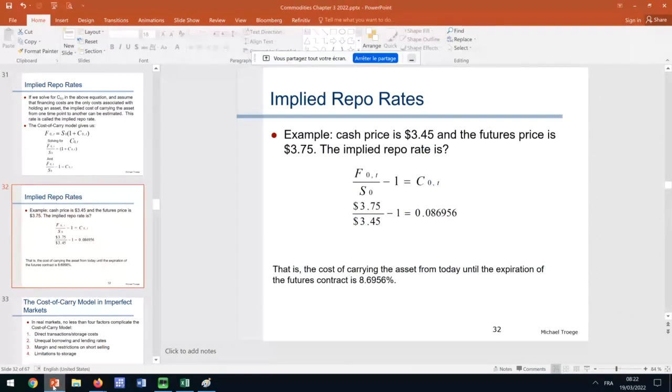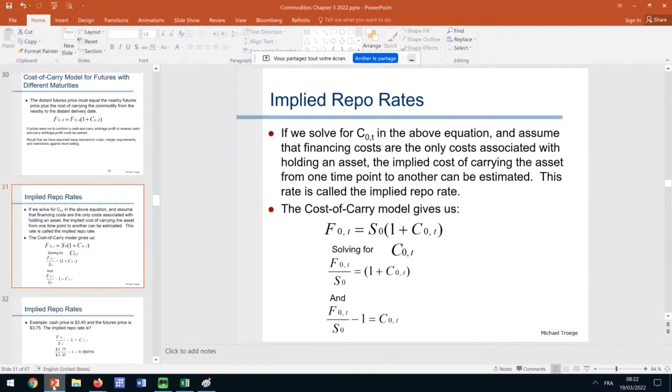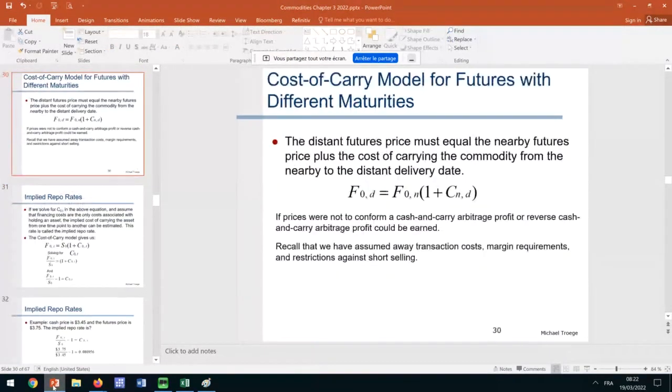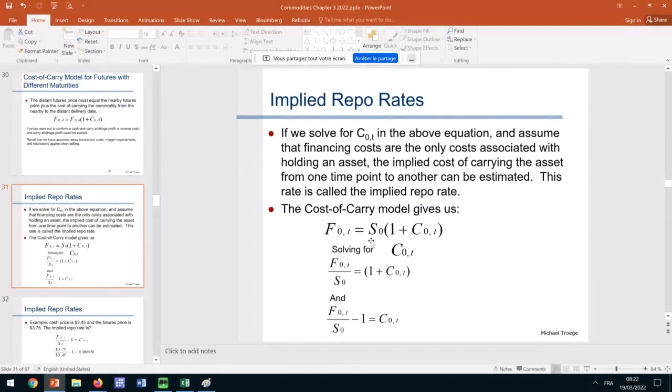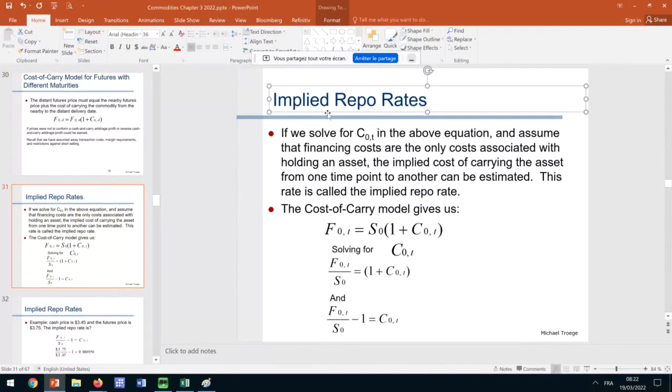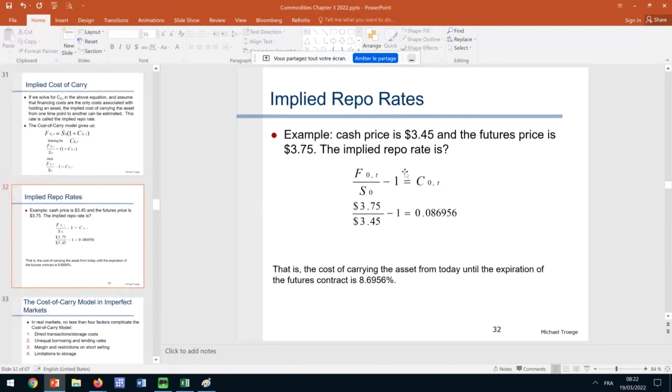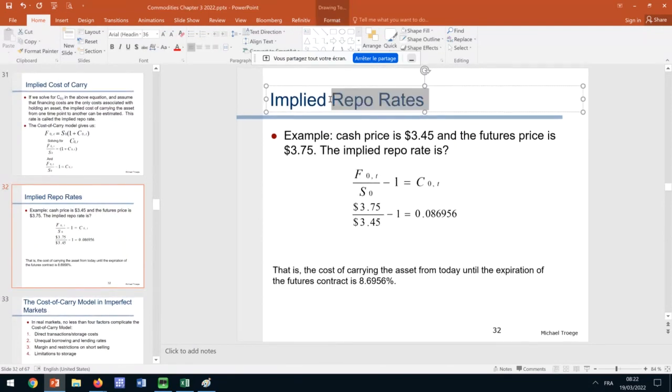So the implied, I should call it an implied repo rate, implied cost of carry. It's an implied repo rate if it's a financial security. So this is the cost of carry.